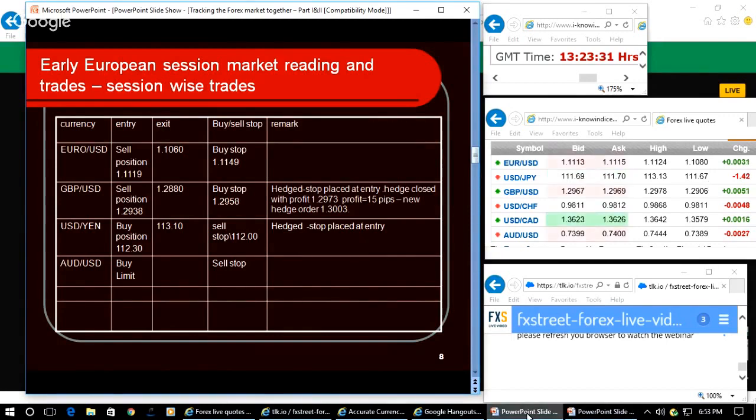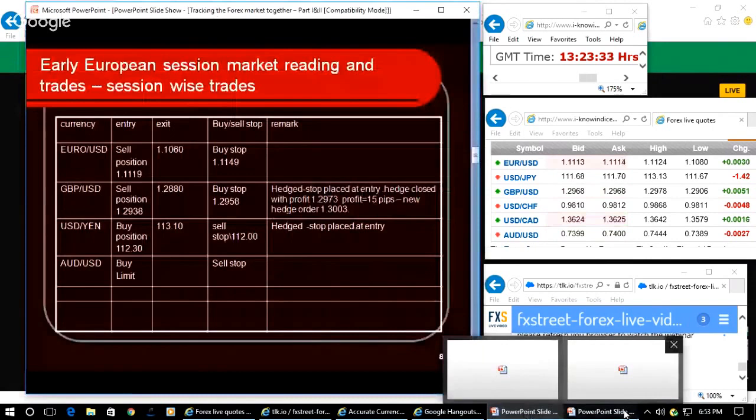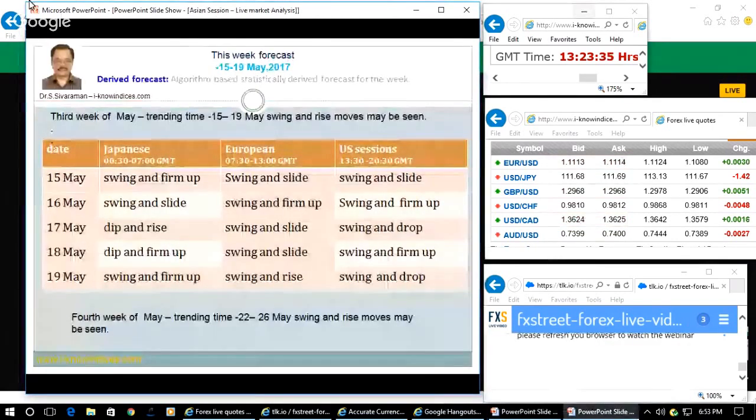Now let me show the other slide. Okay, now this is a focus slide. So I explained to you that they are expected to make the swing and drop during the US session. Then, followed by that, tomorrow they are going to make the dip and firm up move during the Japanese session. And then during tomorrow's European session, they are expected to make the slide again in the market.